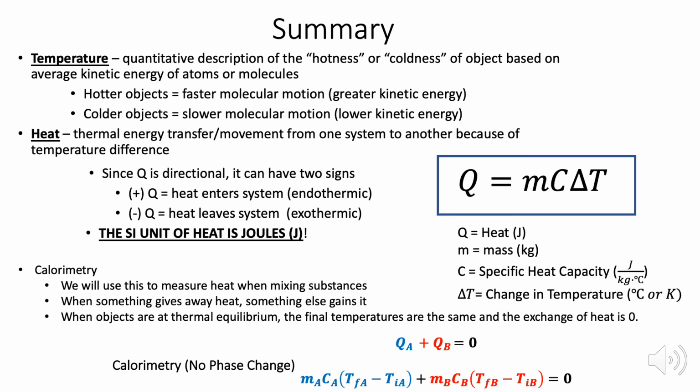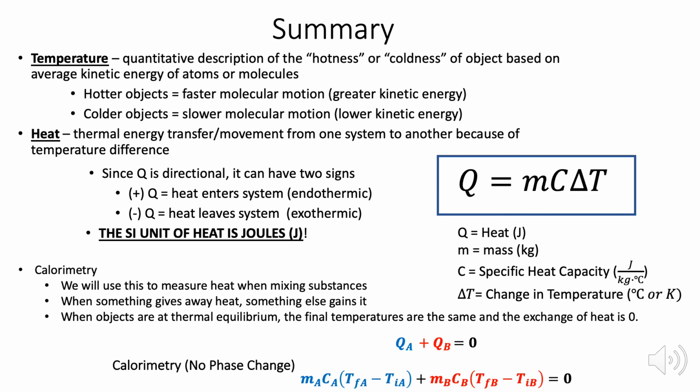Temperature is the quantitative description of how hot or how cold something is. Hotter objects have molecules that move faster. Colder objects have molecules that move slower. And heat is the transfer of thermal energy from one place to another place because of a temperature difference.